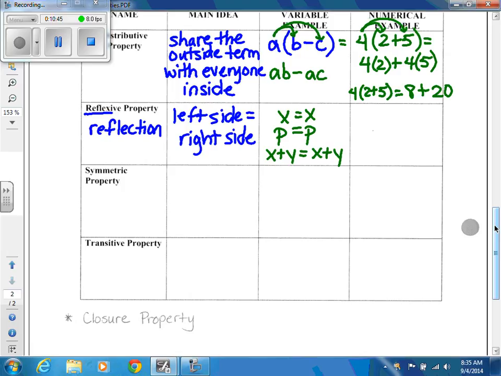For the numbers, same thing. 4 equals 4, -6 equals -6. So pretty easy to recognize with that one.